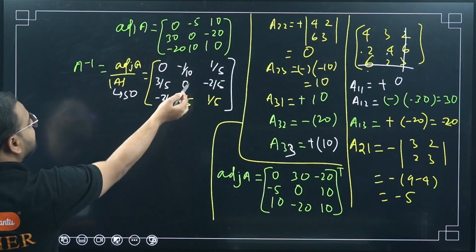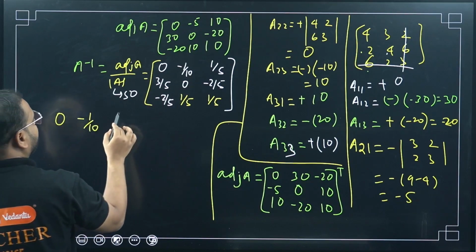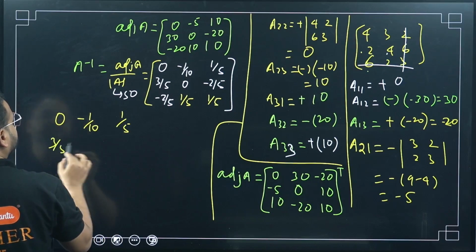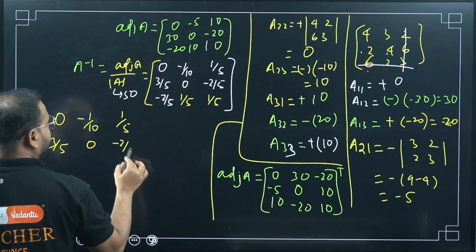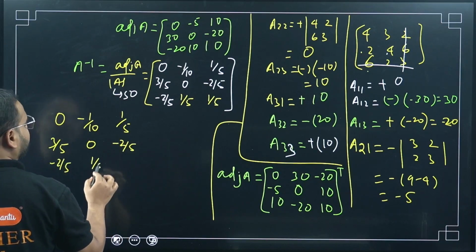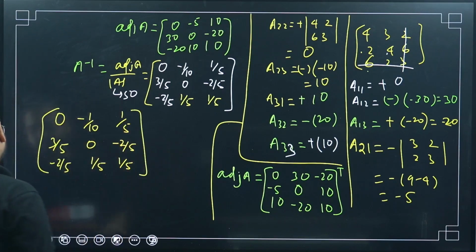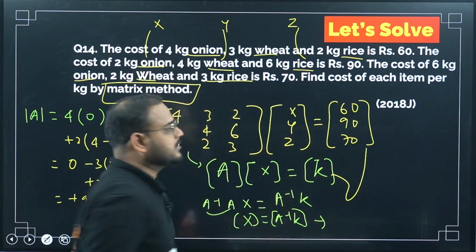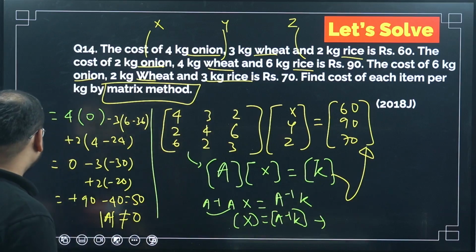I have to multiply this A inverse: 0, minus 1 by 10, 1 by 5, 3 by 5, 0, minus 2 by 5, minus 2 by 5, 1 by 5, 1 by 5. I have to multiply this with the constant. What is the constant? K is 60, 90, 70. Please have a look.